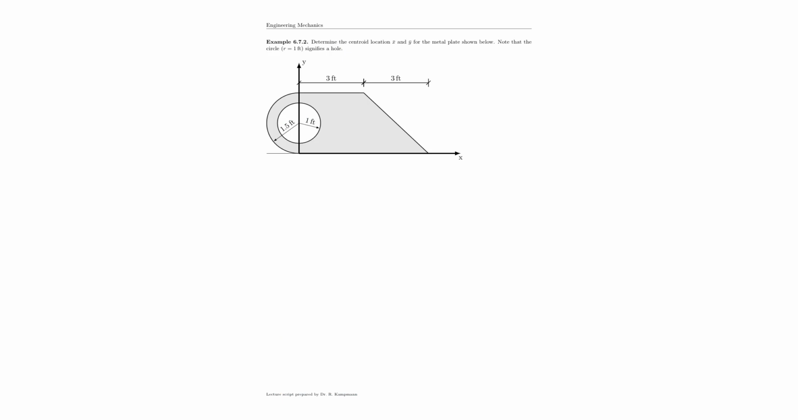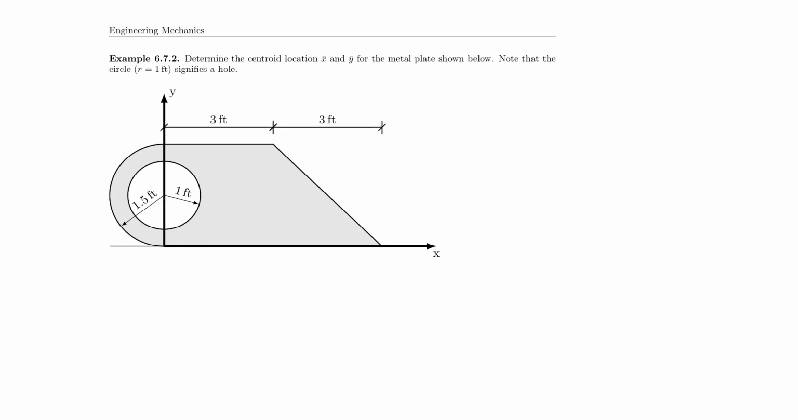So here's another problem which I will not really solve for you. I leave this up to you. It is very similar to what we've done before. I just want to give you a few hints for this. So number one, let's look at what you need to find. You need to find X bar and Y bar, as always in this lecture. And also you want to understand that there's a hole here with a diameter of 1 foot.